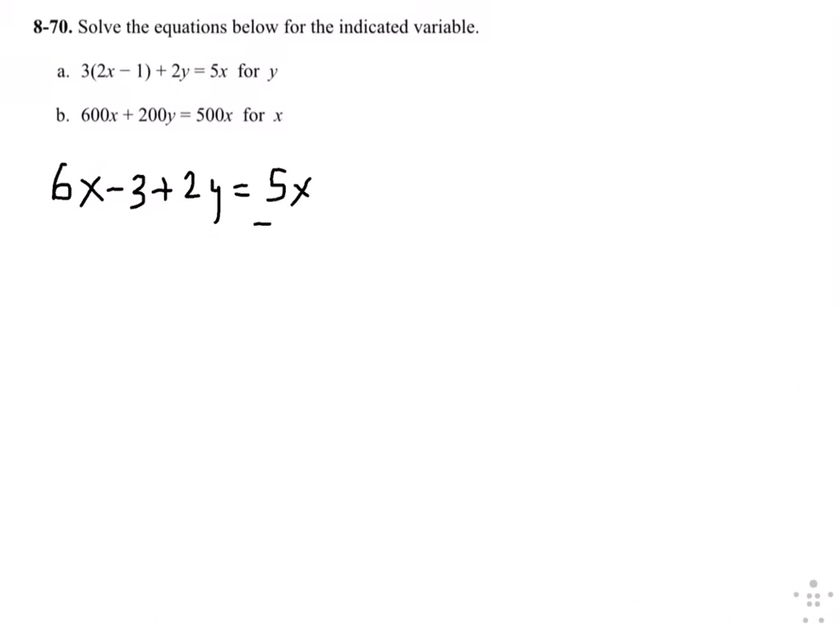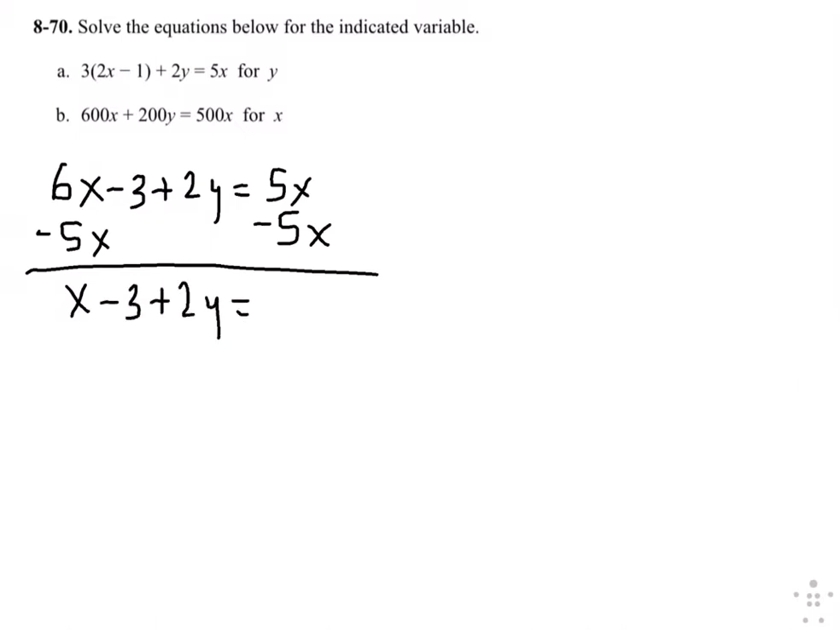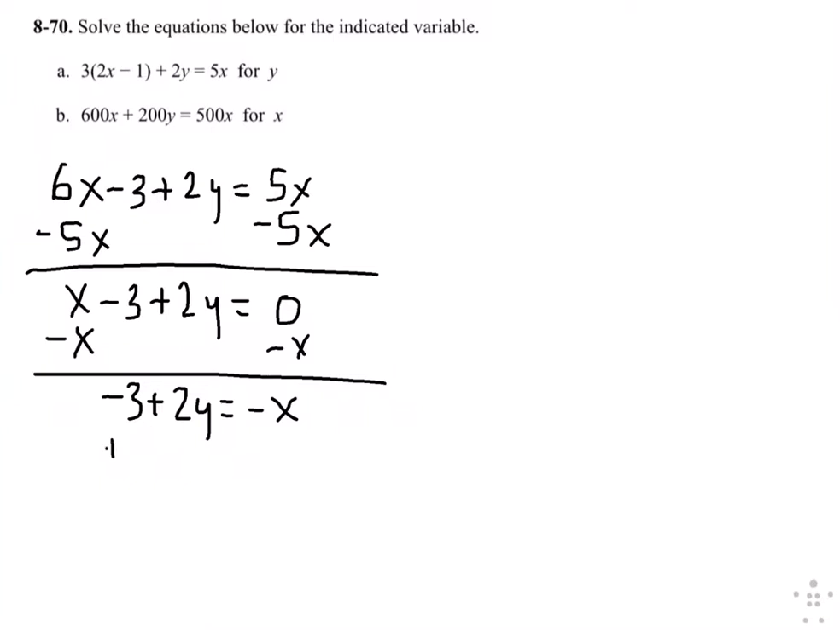And I'll subtract 5x from both sides. Subtract 5x, and we get x minus 3 plus 2y equals 0, right? And the goal is to get y all alone, so I'm going to subtract x from both sides. And I get negative 3 plus 2y equals negative x. Then I'm going to add 3. Again, I'm trying to isolate the y. So I get 2y equals 3 minus x, or negative x plus 3.